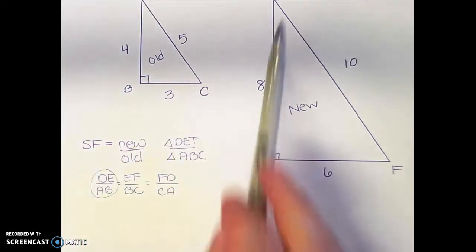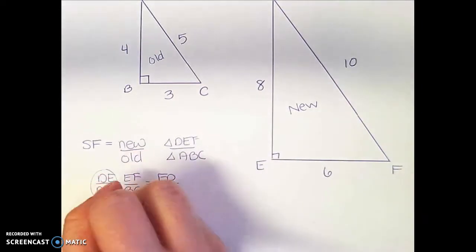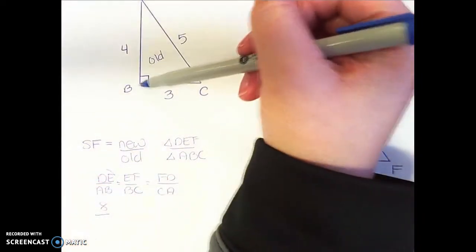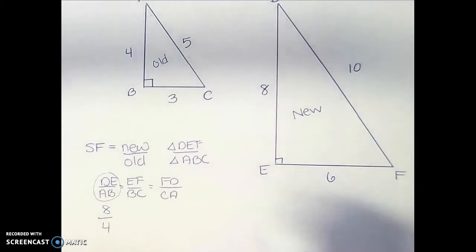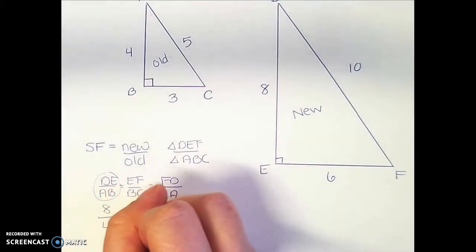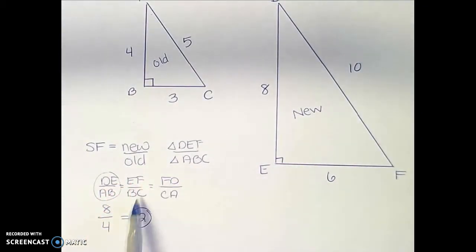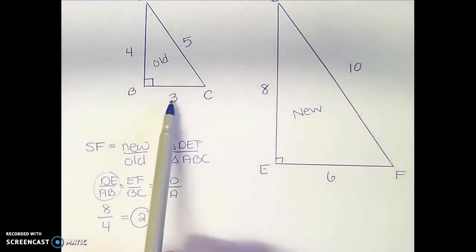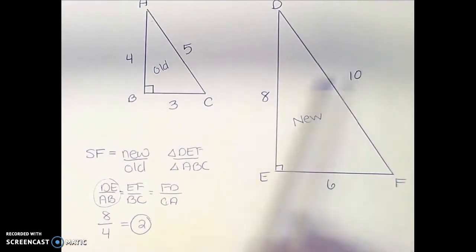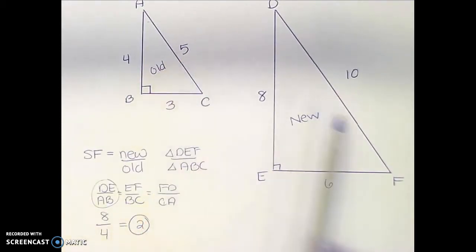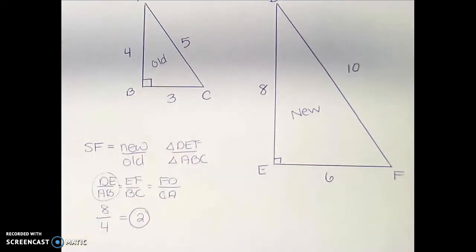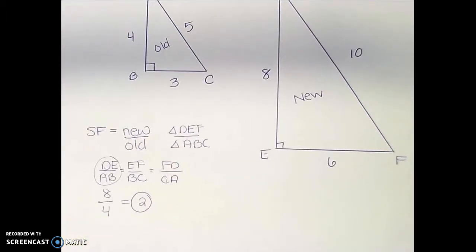DE has a length of 8. AB has a length of 4. So my scale factor is equal to 2. I know this scale factor will be equal to 2, and this scale factor will be equal to 2. We can check that really quick if you're not convinced. EF is 6 over BC is 3. 6 divided by 3 is 2. DF is 10 over AC is 5. 10 divided by 5 is 2. So my scale factor for sides is 2.